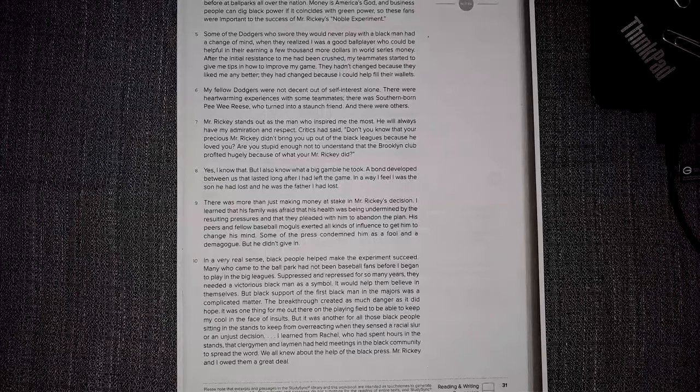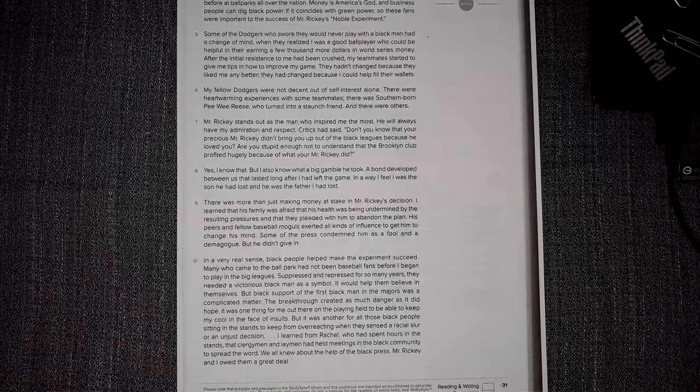There were heartwarming experiences with some teammates. There was Southern-born Pee Wee Reese, who turned into a staunch friend, and there were others. Mr. Ricky stands out as the man who inspired me the most. He will always have my admiration and respect.